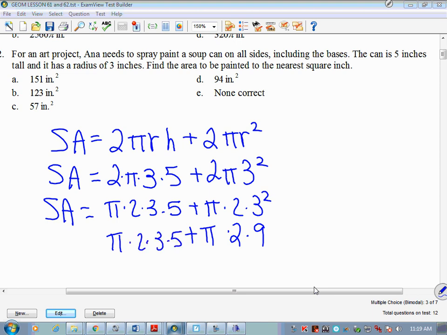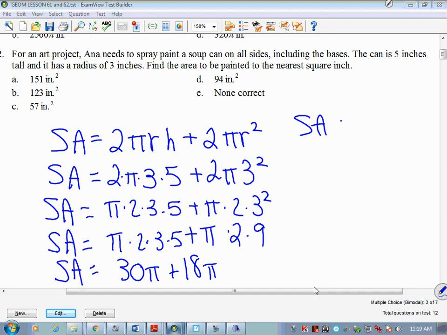Can we do quite a bit of this all at once, though? Sure. Okay, what's 2 times 3? What's 6 times 5? So I got 30 pi there. All right, what's 2 times 9? So I got 30 pi plus 18 pi. What's 30 plus 18? 48 pi. Okay? They don't tell me what to use, but typically these use 3.14.